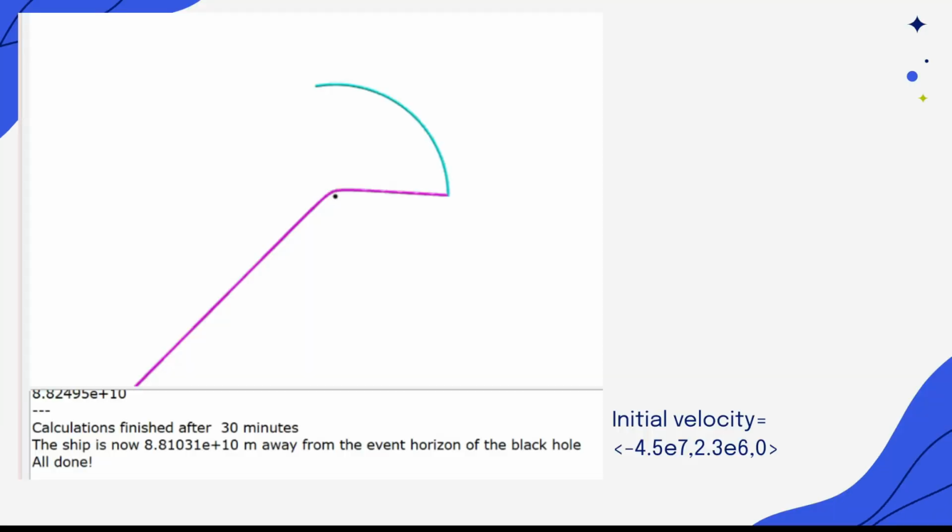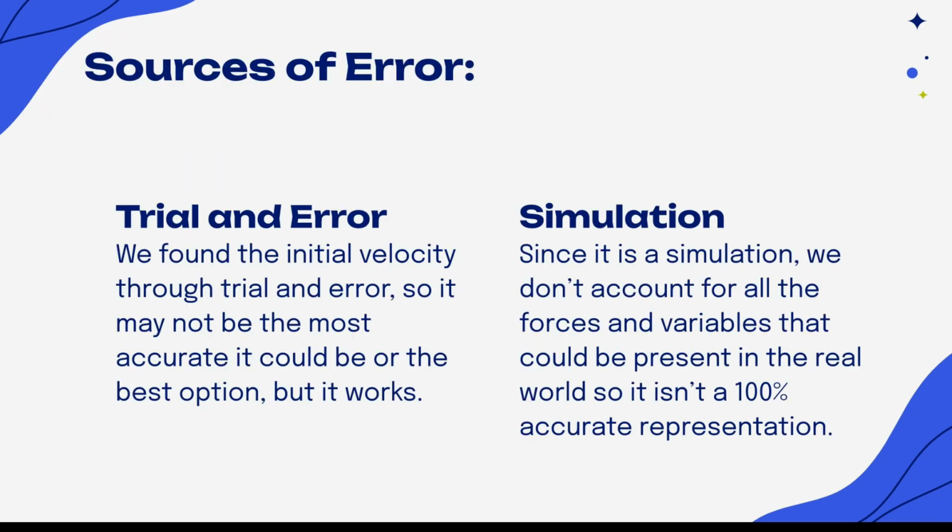So I found that it didn't crash if the initial velocity is negative 4.5 e to the 7, 2.3 e to the 6, and then 0. And then during that, after 30 minutes, the ship was 8.8 x 10 to the 10 meters away from the black hole. So some sources of error is that it was trial and error, so we found the initial velocity, so it might not be the most accurate, or not the best option, but it still works.